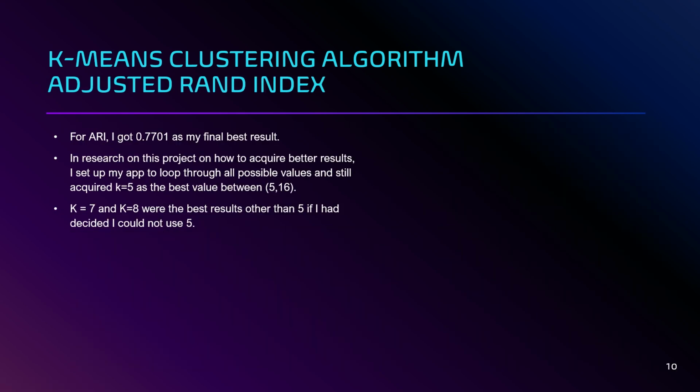And then for the adjusted rand index, I got 0.7701 as my final best result. And further research and just work on the project on how to acquire better results. I basically set it up to loop through all the possible k values that we were given by the teacher, and still acquired k equals 5 as the best value. K equals 7 and 8 were probably the best results other than 5.